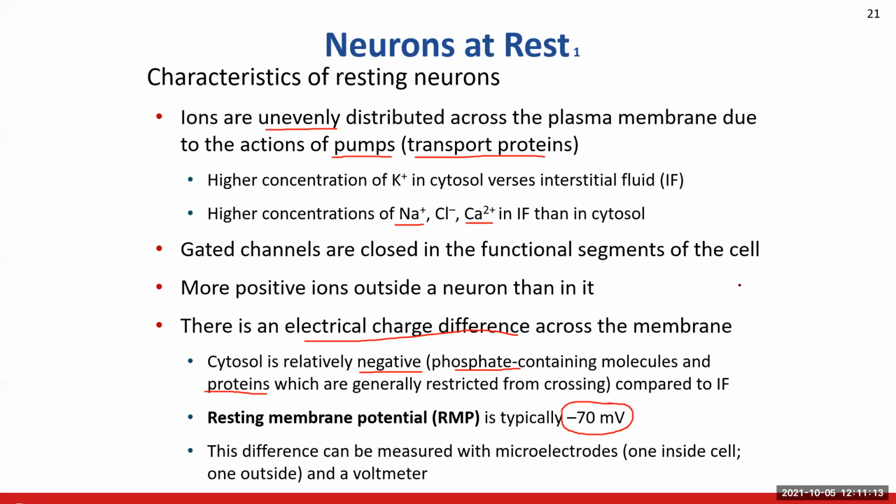So we actually have found out how to get this value by just using electrodes. We stick one inside the cell, one outside the cell. We use a voltmeter, and it takes the difference between the positivity outside the cell and the negativity inside the cell. And that's how we get that value, in case people are wondering.